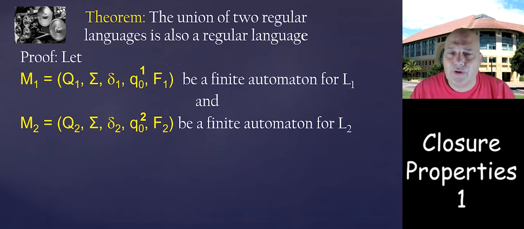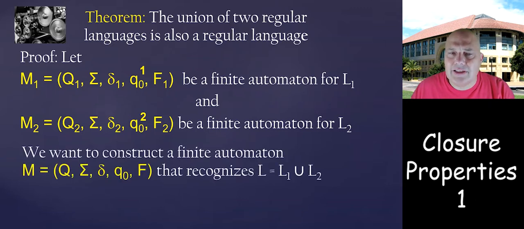And the fact that they are regular means that there are finite automata M1 and M2, such that L1 is the language that M1 accepts, recognizes, and L2 is the language that M2 recognizes. And now what do we need to show? We need to show that there is another finite automaton M that will recognize the union of L1 and L2. So that's essentially what the theorem says. We didn't do much but parse the meaning of this theorem.